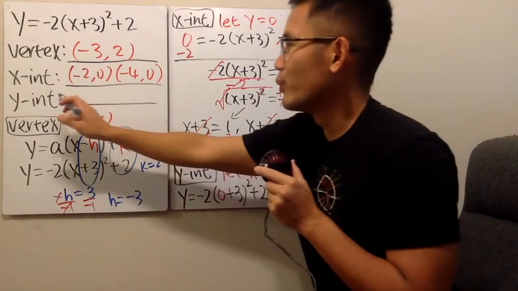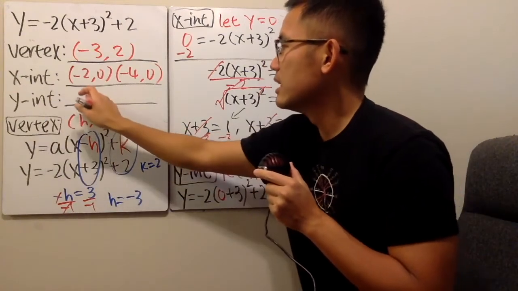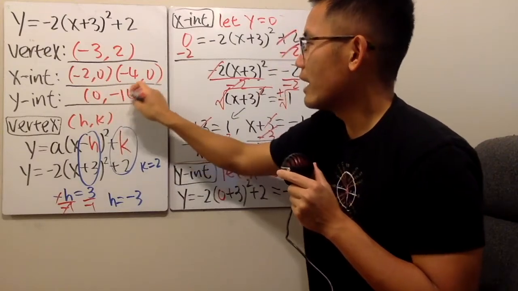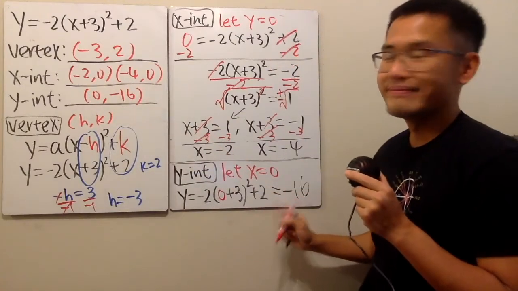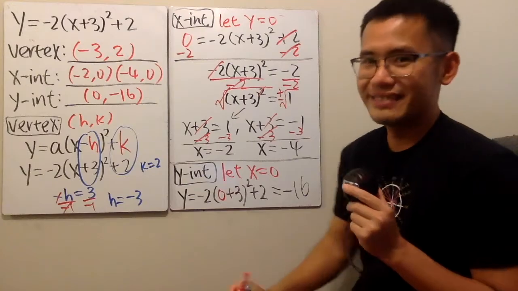Okay, so we have the y-intercept being at 0 for the x, and then the y for that is negative 16. Alright, so with that, this is it.